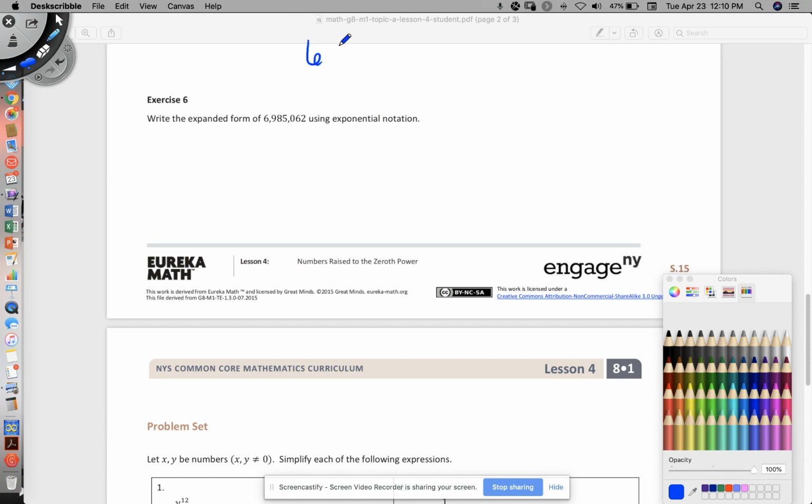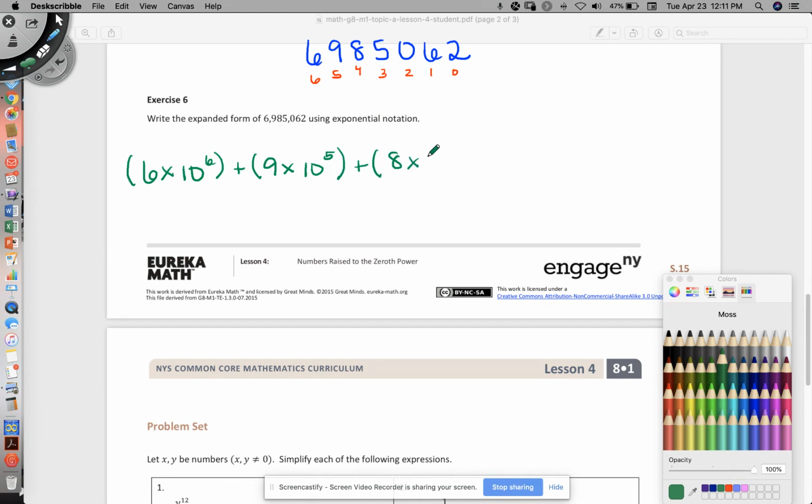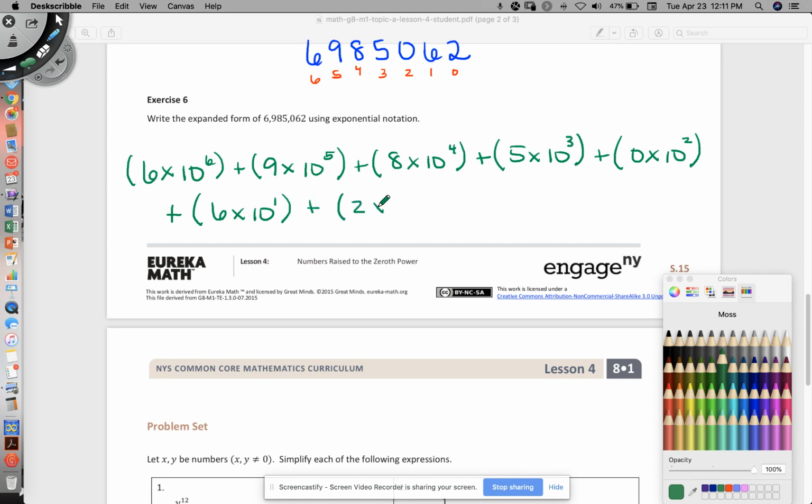We have 6, 9, 8, 5, 0, 6, 2. Remember, start at the very end. We're going to start with 0. 0, 1, 2, 3, 4, 5, 6. So here we go. My first number, parenthesis, and they're always going to be times 10 raised to the power, times 10 to the 6th power. And then you add all the quantities together. So next one, 9 times 10 to the 5th, plus 8 times 10 to the 4th, plus 5 times 10 to the 3rd, plus 0 times 10 to the 2nd, and then if you run out of room, that's fine, plus 6 times 10 to the 1st, and finally plus 2 times 10 to the 0 power. And that's all you do for those.